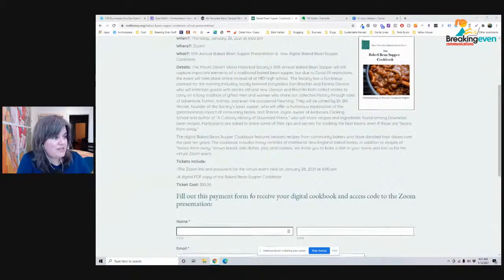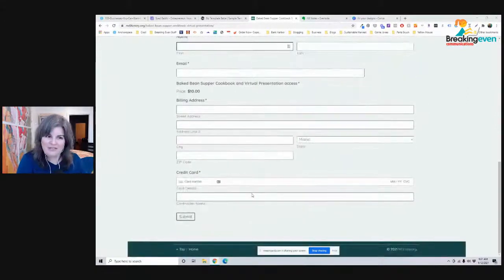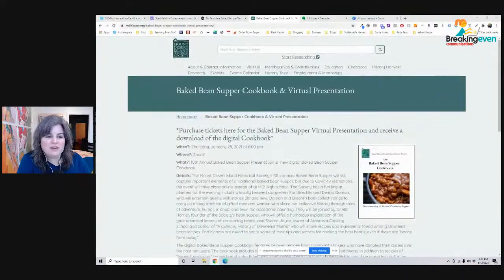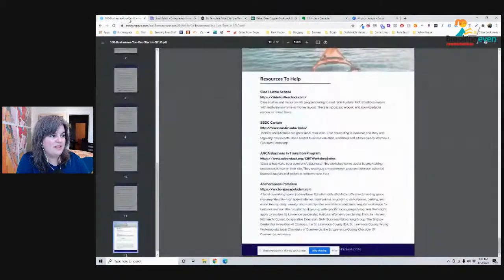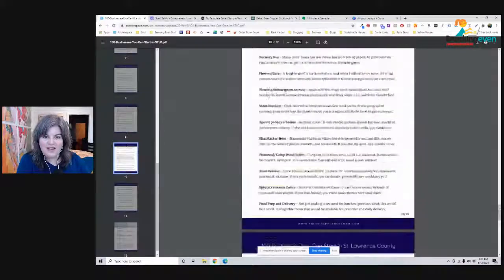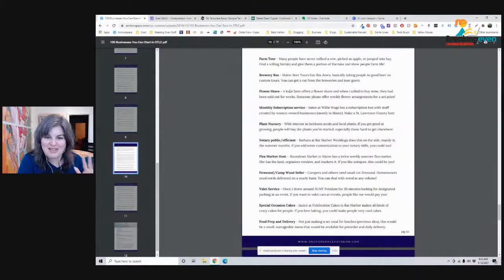So anyway, this is the baked bean supper. It's like an event, but also there is a free resource component that's downloadable. So now, how do you get this sort of thing to work? Well, first of all, you have to make it, whatever the thing is. So that cookbook, or me putting together my 100 business ideas, which, by the way, there is 100, and they are really good ideas. So if any one of you wants to actually start one of these businesses, I will 100% support you.